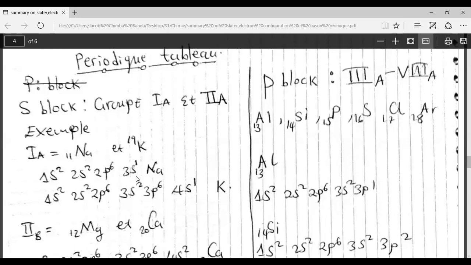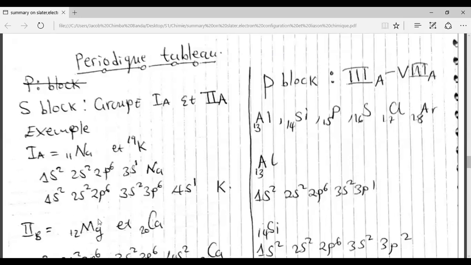Then for the group 2 element, you have 1s2, 2s2, 2p6, 3s2, 3p6, 4s1. We see that it's also ending in S for potassium, so it is S block. So we see group 1 and group 2 represent S block. This is how you find it. Sometimes when they say which element belongs to S block, meaning which one, when you write this configuration, it ends with what?